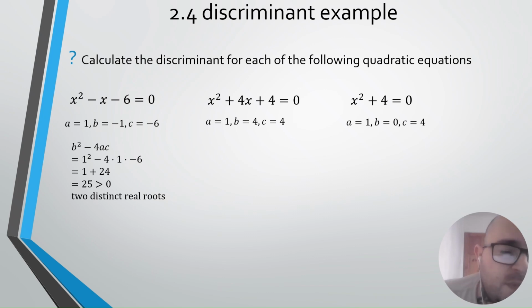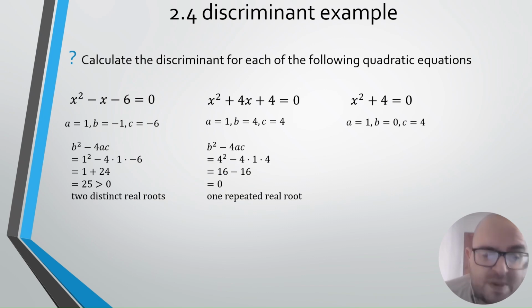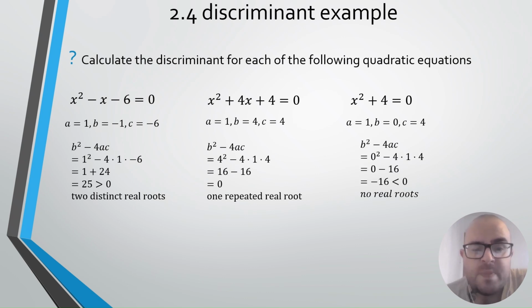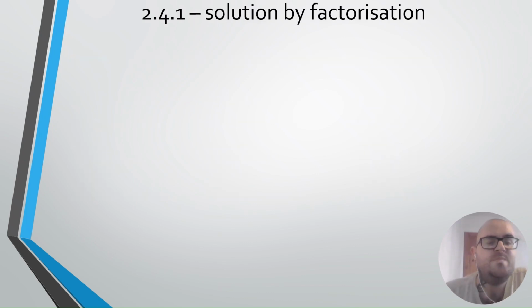As you can see, when you calculate the discriminant for the first equation, you end up with 25, which is greater than 0. So for that equation, you will have two distinct real roots. For the middle equation, it is exactly 0, so you will have one repeated real root. And then for the last one, it's less than 0, so you have no real roots at all.